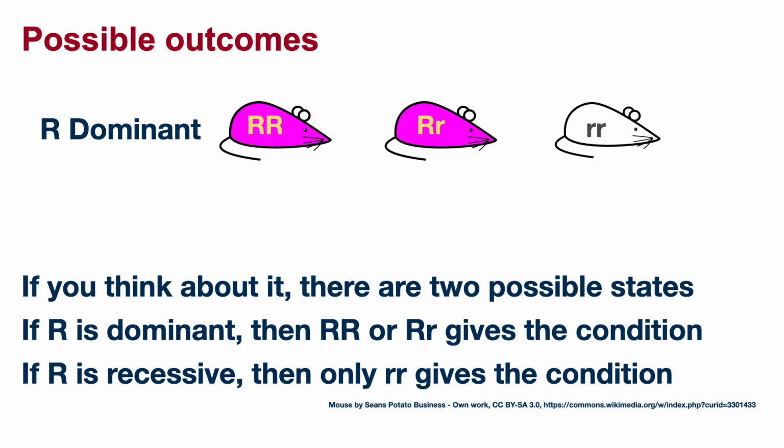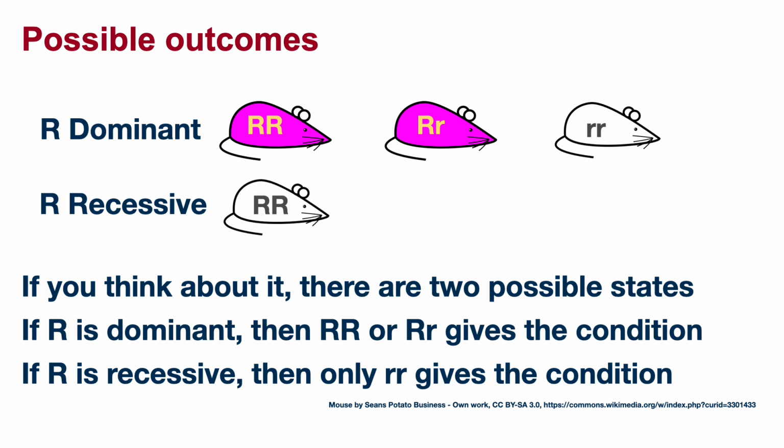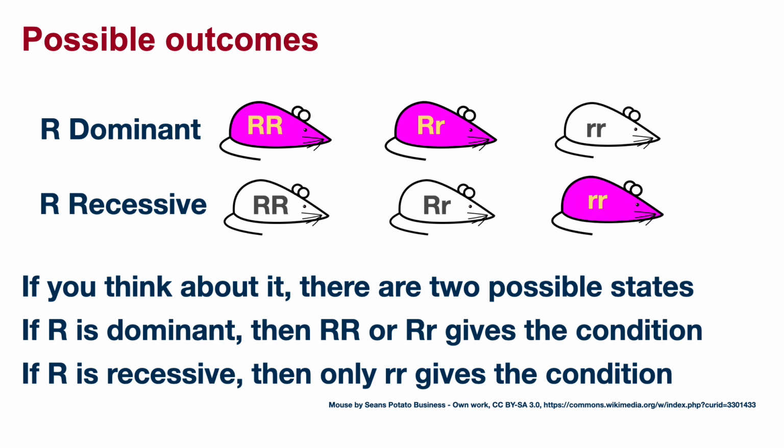Now if the R is recessive, if this allele is recessive, then we will get a reverse of that. What we will find is the 2 uppercase r's give a white animal, and an uppercase r and a lowercase r gives a white animal, and 2 lowercase r's for the recessive will give us the pink animal. So how do we explore this? Well, we carry out a series of crosses of these animals and then look at the progeny. We look at the outcome.